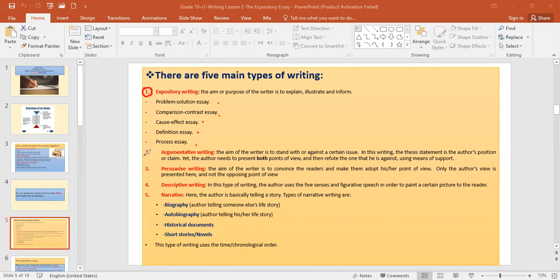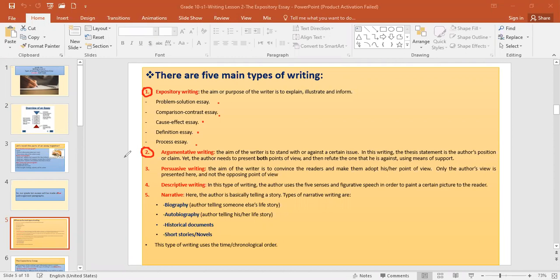Now, the second major type of writing is called what? Sharif, would you please read? Sharif? Miss, I'll read if you want. Yes, would you please read, Sharif? What's the second major type of writing?